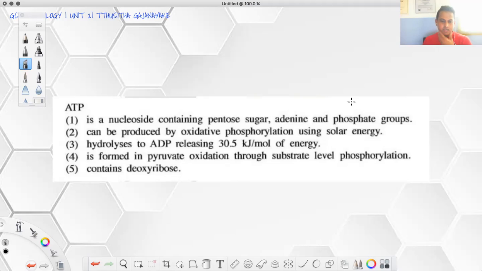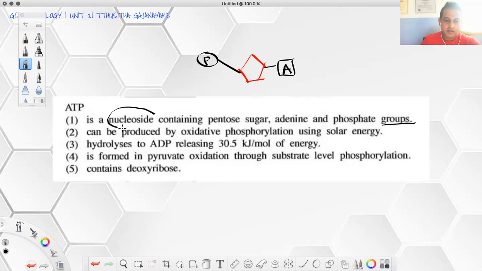Yeah, I got some of the answers. Let's see what is wrong with these answers. It has a pentose sugar, yes, and adenine and phosphate groups. Phosphate groups, right? It doesn't say how many phosphate groups, it just says phosphate groups. But look at this word. It's called nucleoside.